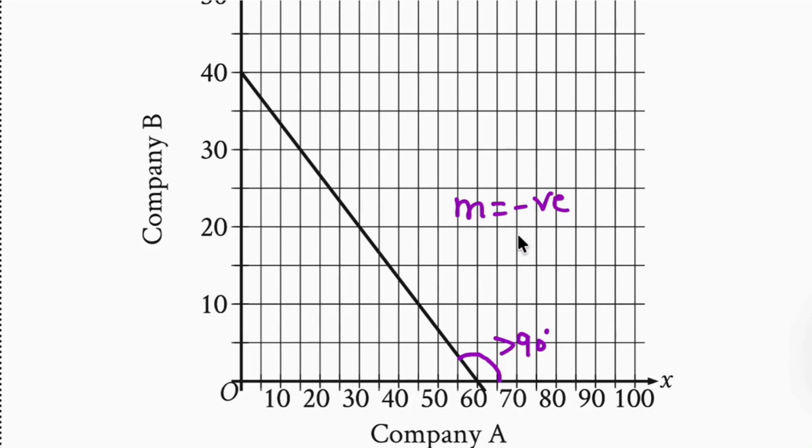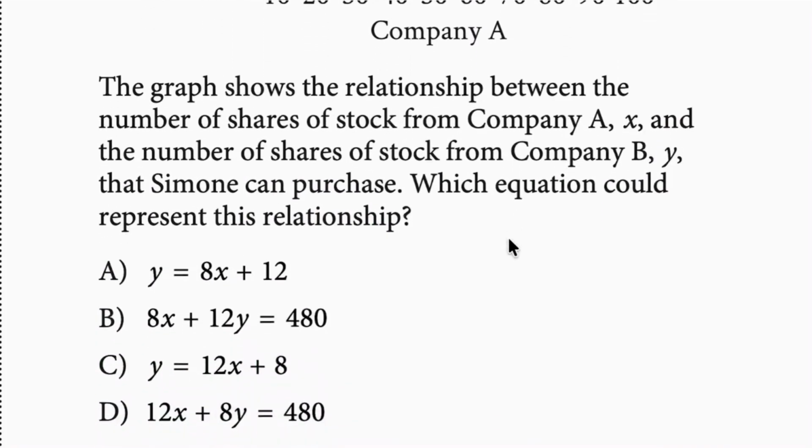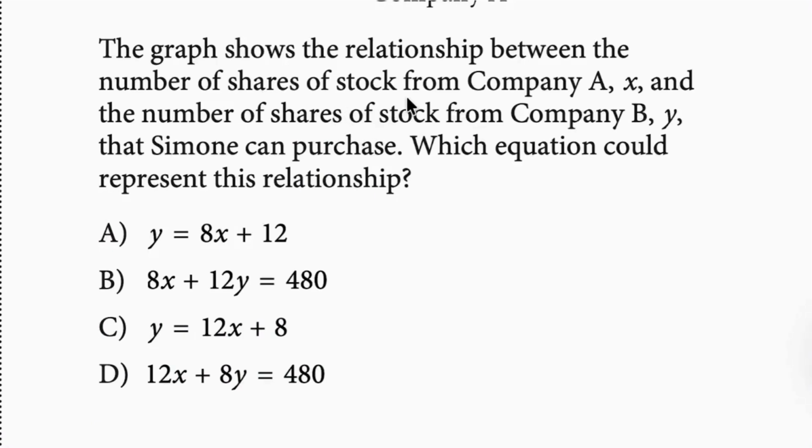We have taken the first information. Let's read the question now. The graph shows the relationship between the number of shares of stock from company A, X, we have seen that, and the number of shares of stock from company B, Y, that Simon can purchase. Which equation could represent this relationship?